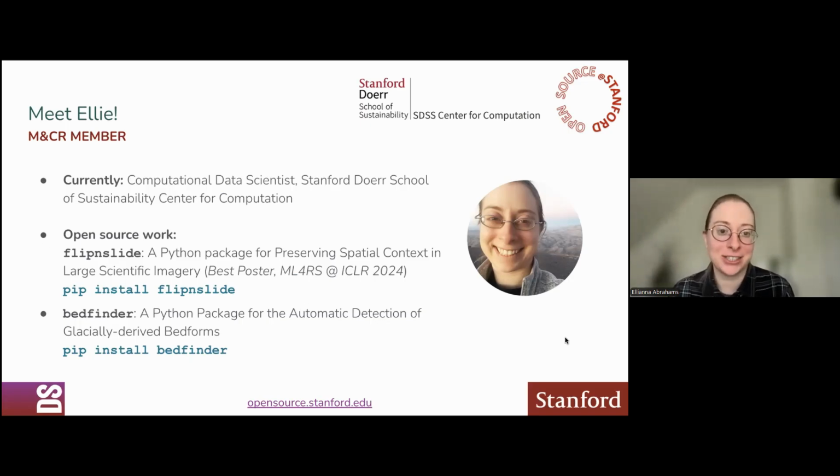So I'm a computational data scientist at Stanford. As Francesca mentioned, there's quite a series of organization at Stanford. So I'm at the Doerr School of Sustainability. And I work on various open source projects, including building and maintaining both Flip Inside and Bedfinder. These are projects that are generally located within the AI for geospatial learning and analysis. And today I'm here to talk to you about my experience in MNCR.